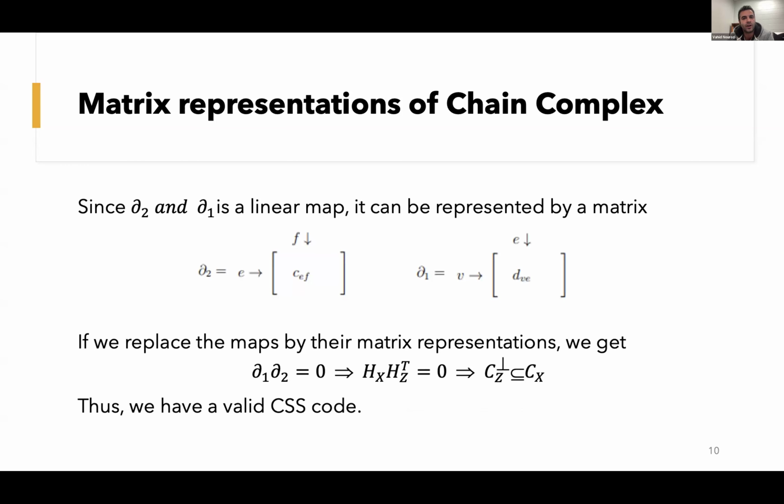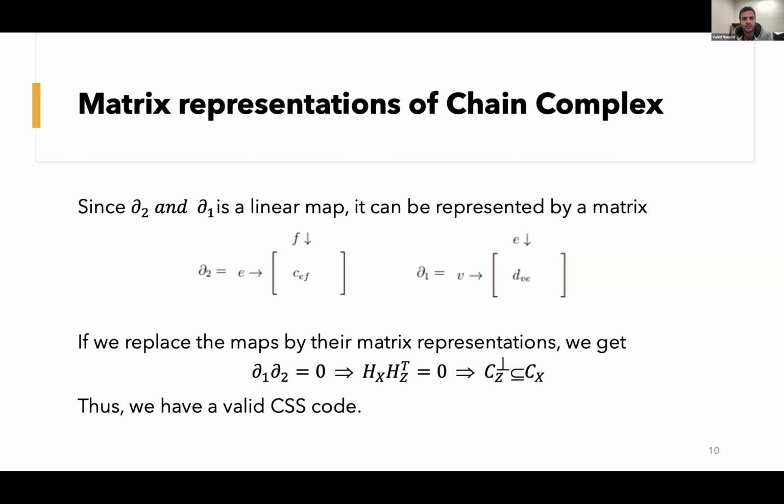Also, finding the parity check matrices HX and HZ is a challenging part in quantum error correction, also for CSS construction in quantum error correction. For chain complex, we have delta 2 and delta 1. For delta 2, we have a matrix where rows are represented by faces and columns by edges. If we have a relationship between faces and edges, we put 1, otherwise we put 0.